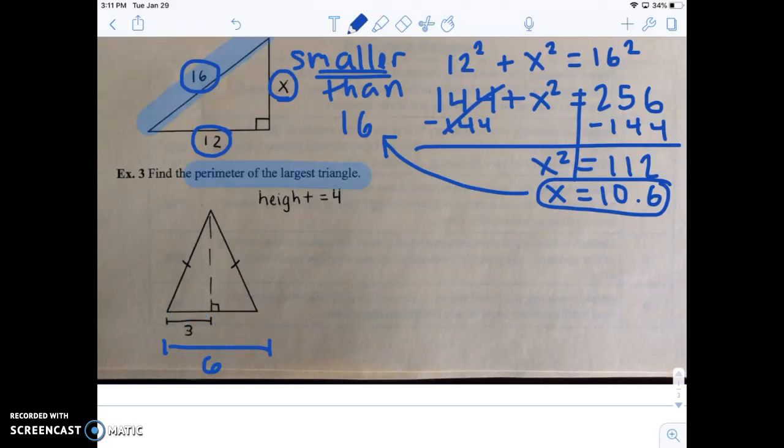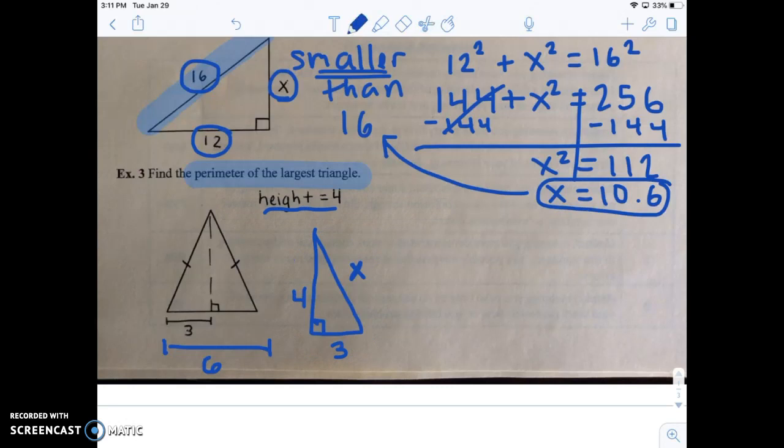If I keep looking, I notice that this triangle inside the big triangle is actually a right triangle. If the height is 4, right there, and this piece down here is 3, I can actually use those two lengths in order to find out this other length over here, which I'm going to need for the perimeter of the biggest triangle. So I'm just going to take this chunk of it and slide it over here so you can see it as a separate triangle.